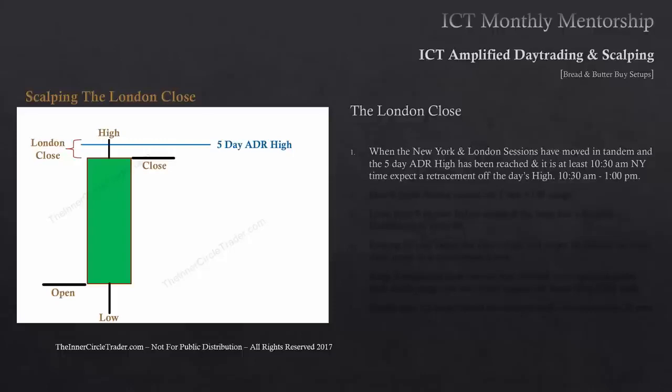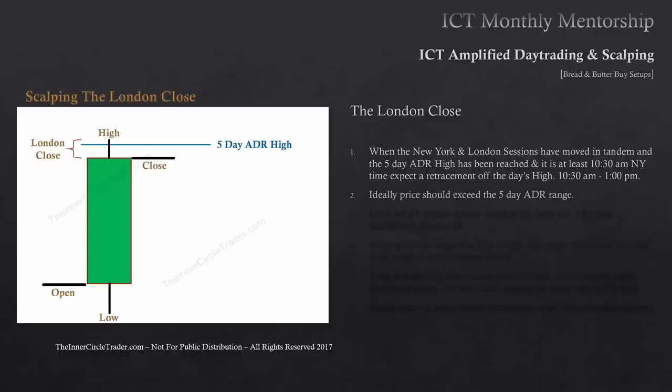But the characteristics that you see for London close for Forex is the same thing that day traders do for S&P. So it's that time of day influence where London traders that trade S&P are going home too. So when the New York and London sessions have moved in tandem, that means they've moved in the same direction, and the 5-day average daily range high has been reached, and it is at least 10:30 a.m. Now it's a little different now, it's a filter. At 10:30 a.m. New York time, expect a retracement off the day's high. Again, between 10:30 a.m. and 1 p.m., that's what you're looking for as the setup for a London close.